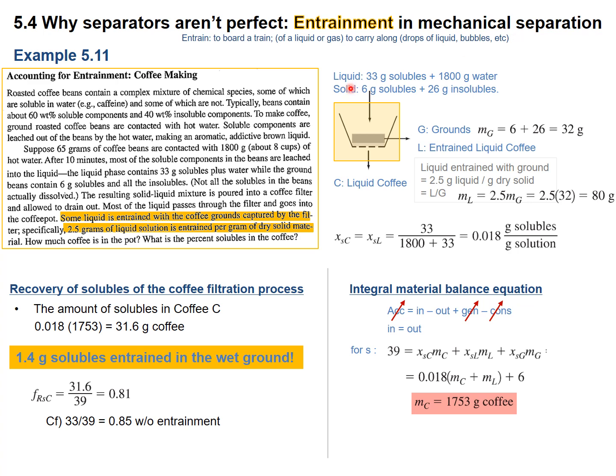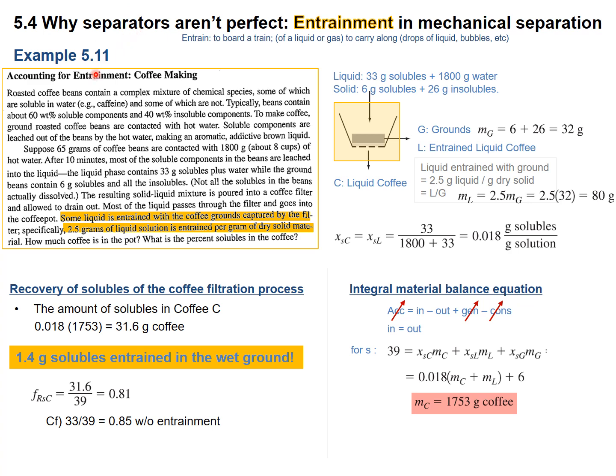I believe you could understand the meaning of entrainment by solving example 5.11. Before going to this example, I'd like to emphasize that entrainment happens in mechanical separation, not in thermodynamic-based separation technology or rate-based separation technology. Entrainment is discovered in mechanical separation, and this entrainment causes the non-ideality of separators.